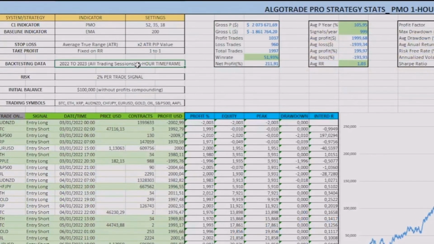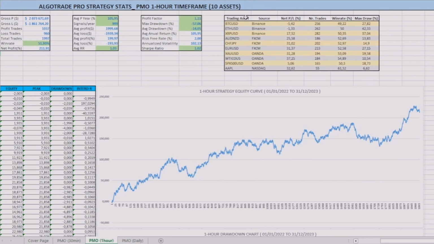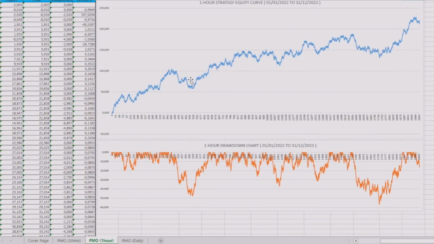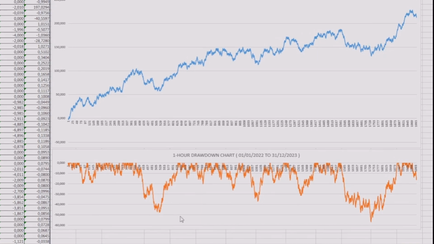Then, in the 1-hour time frame, the results look even better. After almost 2,000 trades, this indicator achieved a win rate of about 51.93% and a net profit of 211%. Again, here you can check other stats and the results of every single asset, and the equity curve is again highly consistent and efficient for a simple strategy like this one, with a smaller average drawdown.